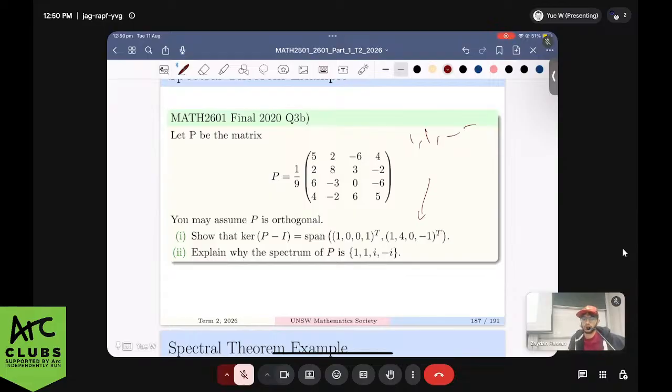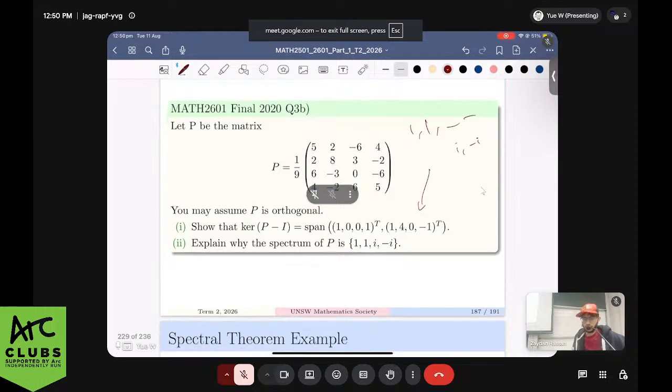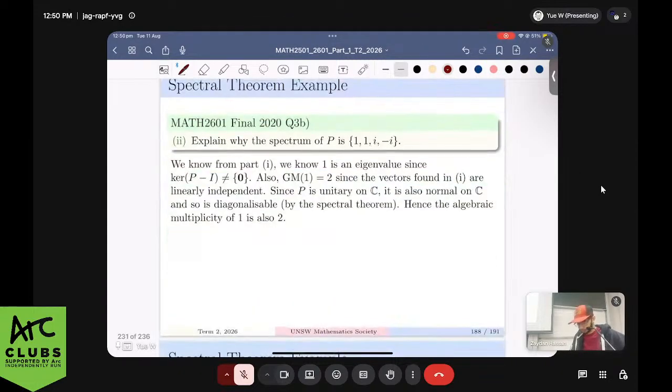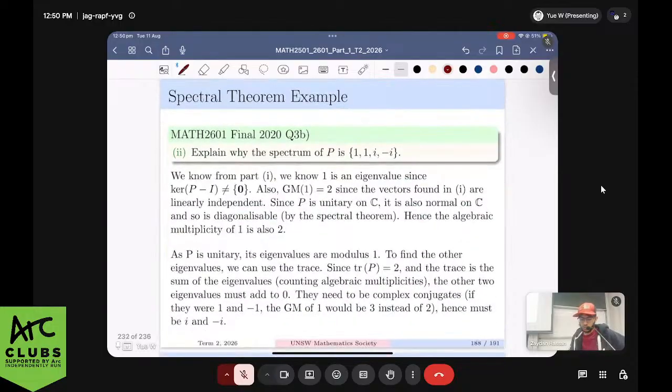I guess we can use the trace. Okay, trace doesn't seem to help. Okay, so because they're all going to be unit length, the other ones are just going to be like i, minus i, or minus 1, minus 1. Yeah, so because they're all unit length, we know that it's 1, 1, and then i, minus i.